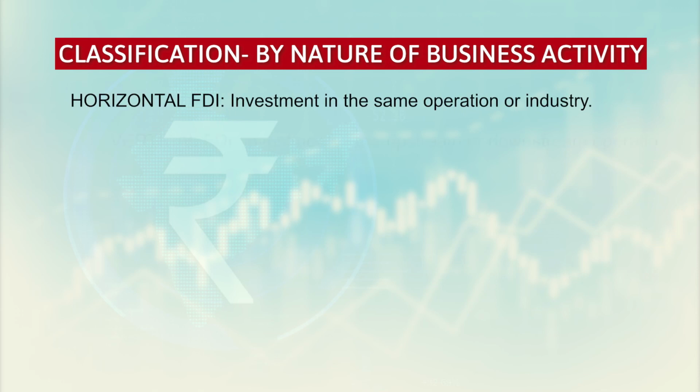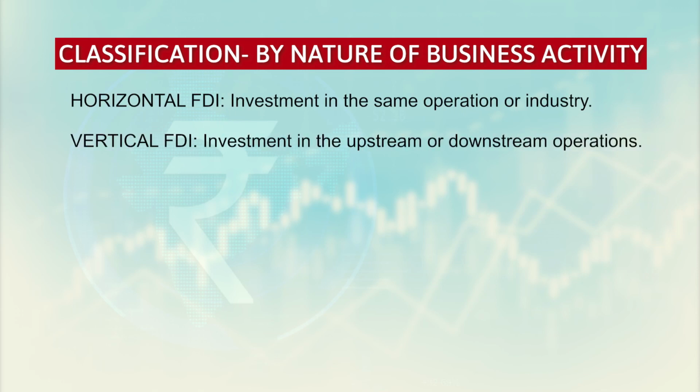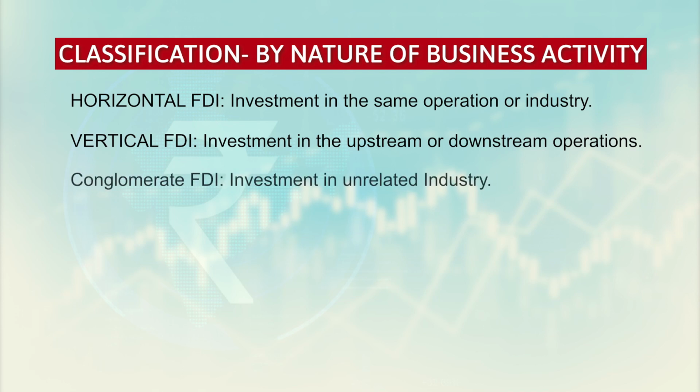So by the nature of business activity, we can also align FDI: horizontal if they operate in the same industry, vertical if they go for upstream and downstream, mainly in the automobile industry, or any kind of conglomerate, like investment in an unrelated industry. That means telecommunication investing in automobile, or the FMCG industry investing in textile. So this kind of blending, this kind of collaboration or partnership, can come under conglomerate FDI.